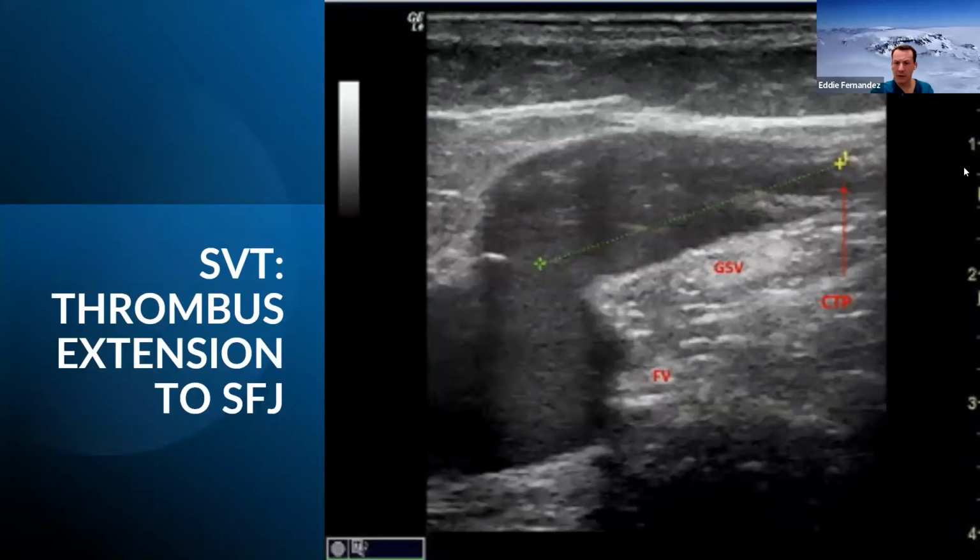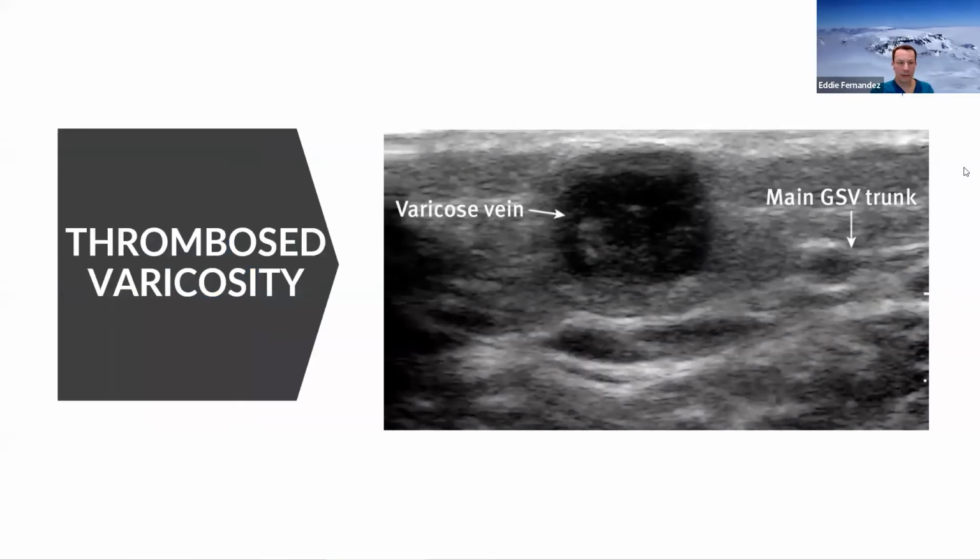And here's just an image of a GSV thrombus extending into the femoral vein at the saphenofemoral junction. Okay, I think you should be familiar with that. This is a classic thrombosed varicosity with the main GSV trunk present. Okay, so they see a path of extension.